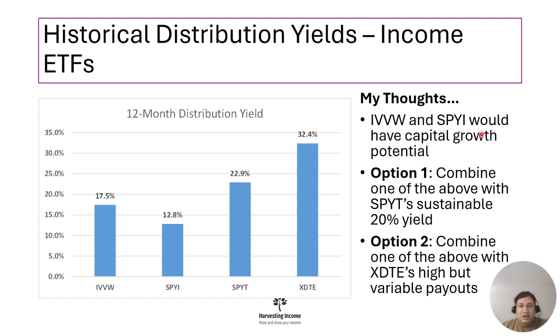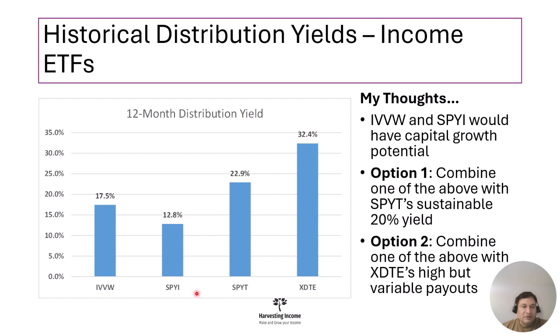IVVW and SPY would have capital growth potential. Like you can see, the first one is IVVW, and the second one is the NEOS SPYI, and it defines SPY-T, and then you have the Roundhill XDT. Roundhill gives the highest yield, but that's not the reason for selecting that.